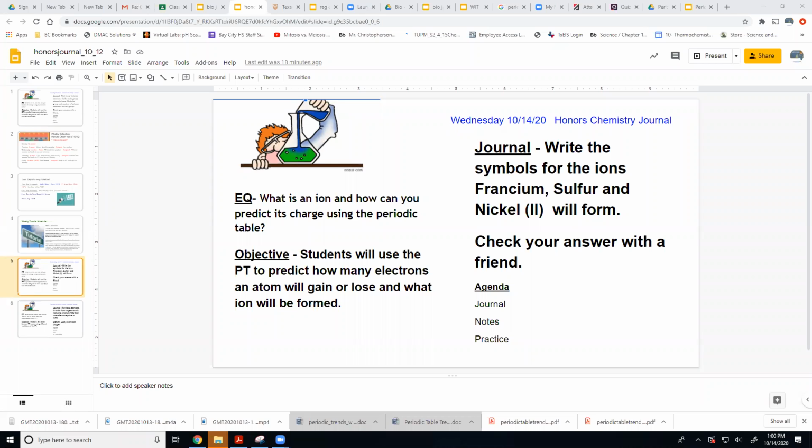Tomorrow you do have a quiz over the ions, which we covered yesterday. Tomorrow's also the last day to turn in your name if you're going to do the project on the scientist. That form has to be emailed to me by 3:30.